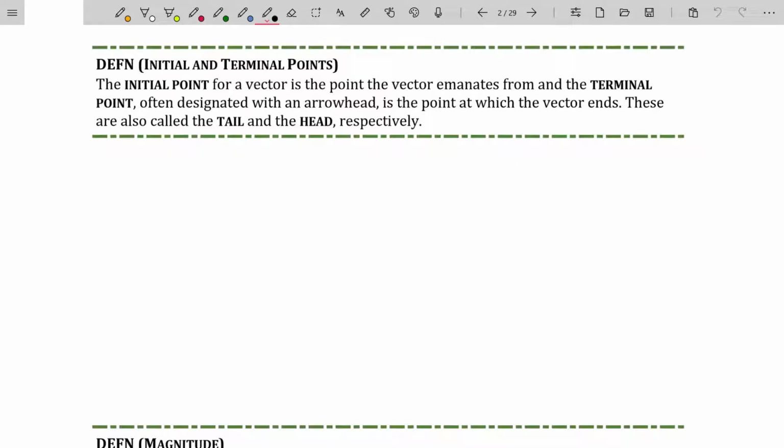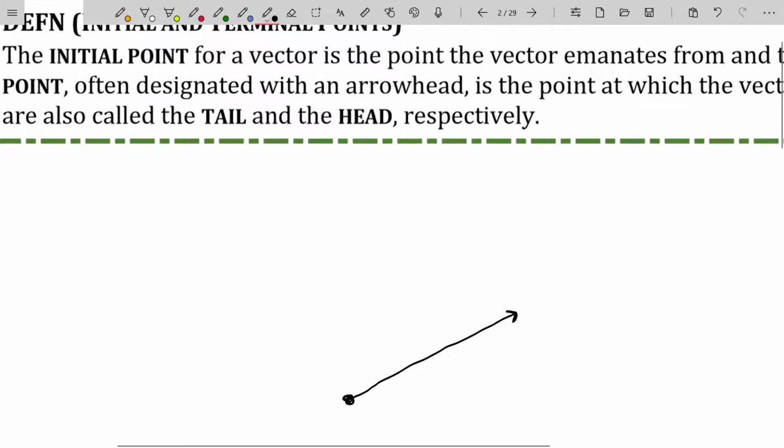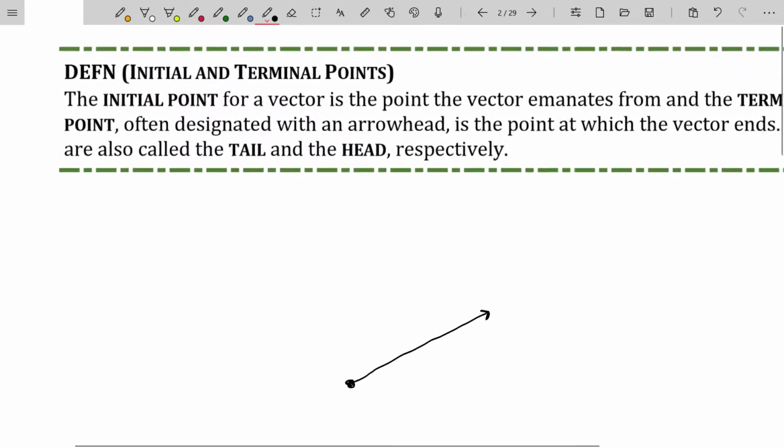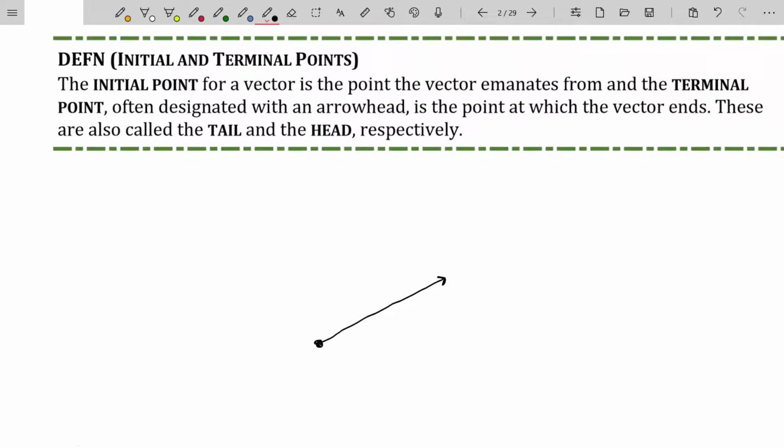Now I drew those arrows, but I didn't really mention anything critical about them at the beginning there. So let's now start talking about the parts of a vector. So you have this vector like this, and I've always drawn them with a little dot at the beginning and then an arrow at the end to indicate which direction it's heading. The initial point for a vector is the point the vector emanates from. So this would be the initial point.